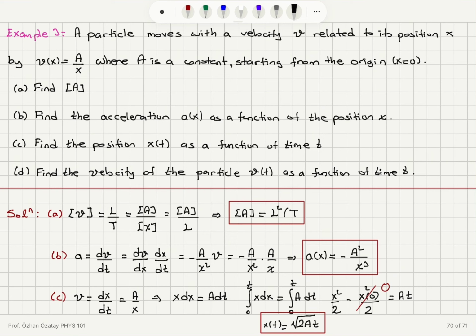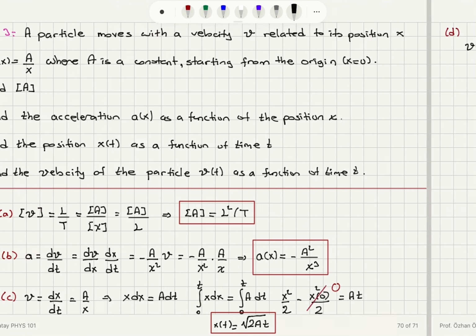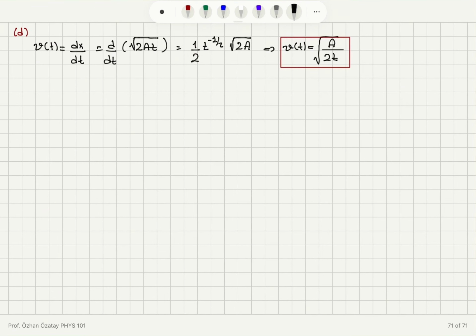We can find x as a function of t using v equals dx dt, which is a over x, by integrating x dx and a dt from time t equals 0 to t. That gives us the value of position at time t squared divided by 2 minus the value of position at t equals 0 squared divided by 2. The position was origin at t equals 0. So it's x squared over 2 equals at. X is square root 2at. Then if we take a derivative with respect to time of the position, we find the velocity as a function of time, which is square root a over 2t.